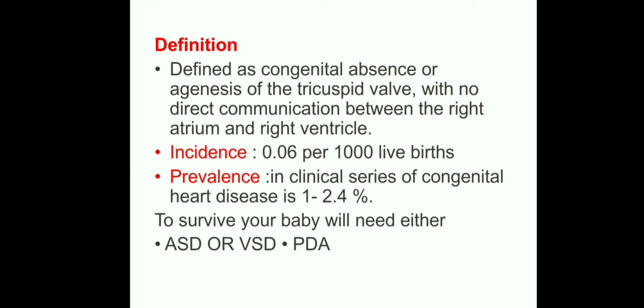The incidence is 0.06 per 1000 live births. I said 1 to 3% of congenital heart diseases, but when we compare per 1000 live births, only 0.06% of children are affected with this congenital cyanotic heart disease. The prevalence in clinical series of congenital heart disease is 1 to 2.4%. The survival of the baby depends on either ASD or VSD or patent ductus arteriosus. Only then the baby survives. Okay, this is about the prevalence of tricuspid atresia.